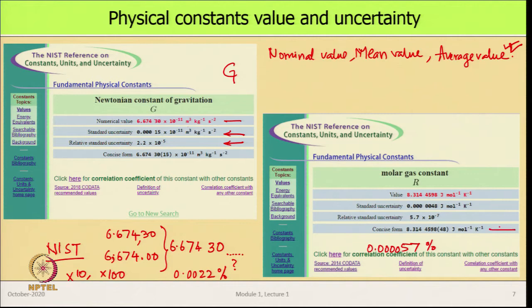It also gives us one more line here, which was there also. It says concise form, where the first part is the value, or the mean nominal value, whatever you want to call it, or the numerical value, and in brackets it says 48, which means that the last two digits of this value have this much uncertainty.